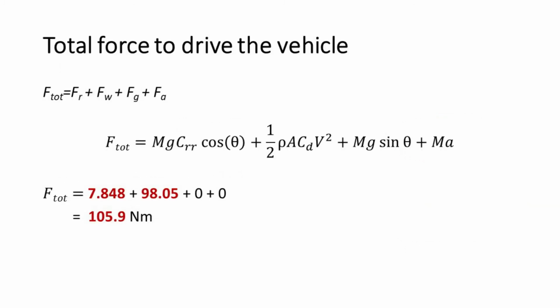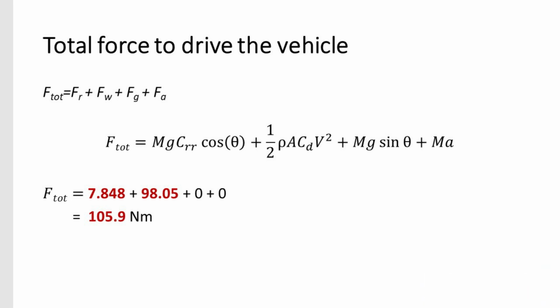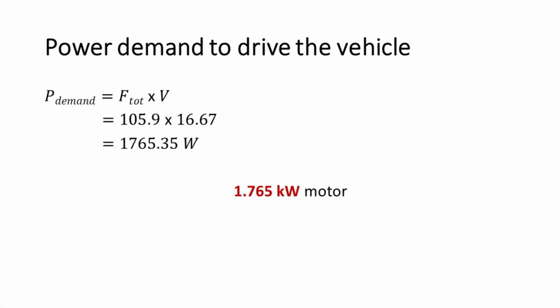The total force to drive the vehicle is the sum of all these four forces. It is equal to 105.9 Newton. That means to move the vehicle at a constant velocity of 60 km per hour, we require a force of 105.9 Newton. The power demand will be the product of force and the velocity.